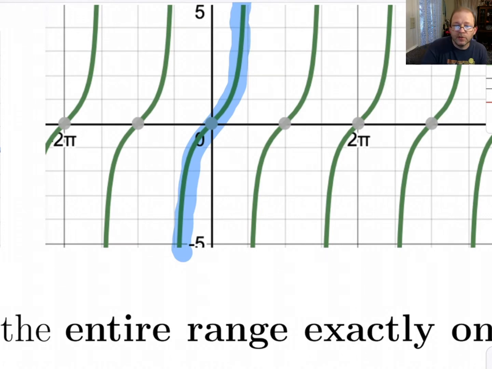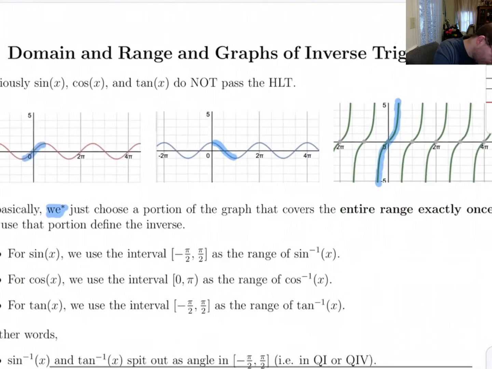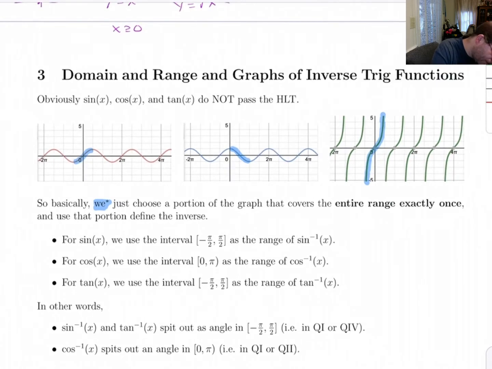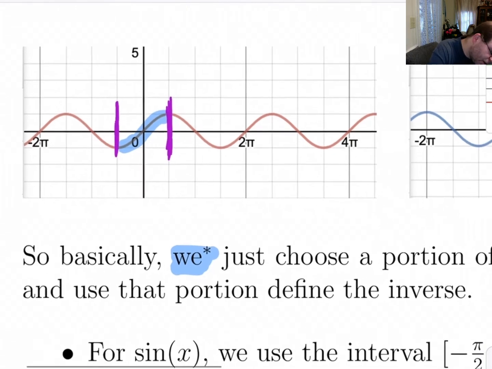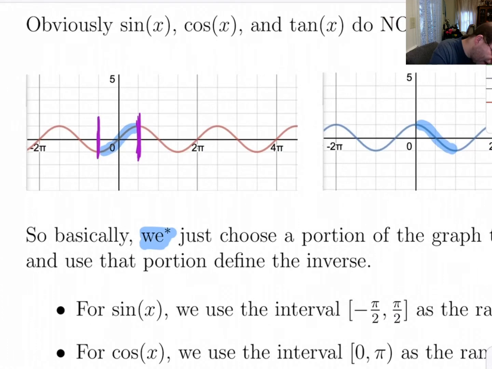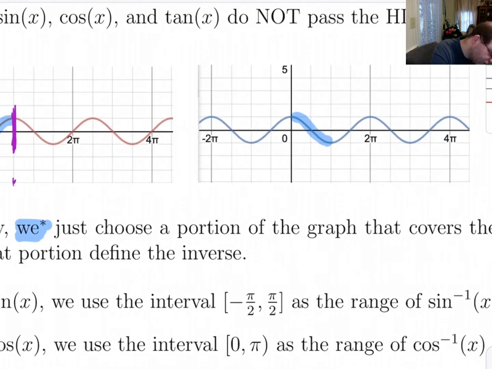Now, if you look at this, for sine, what we've got here is from back here to here. And each one of these grid marks is pi over 2. So for sine, we're using the interval from -pi/2 to pi over 2, from here to here. Cosine, we're using from 0 to pi.